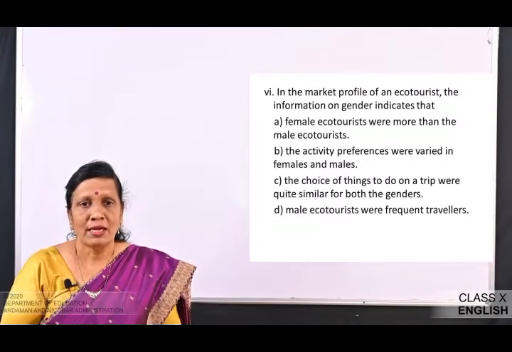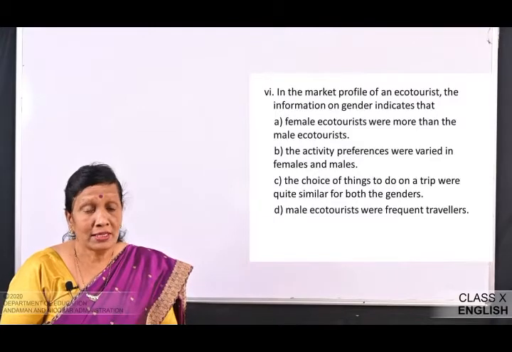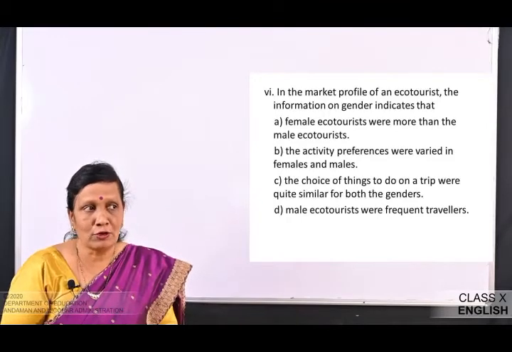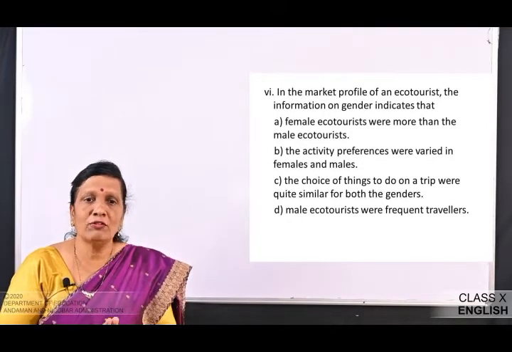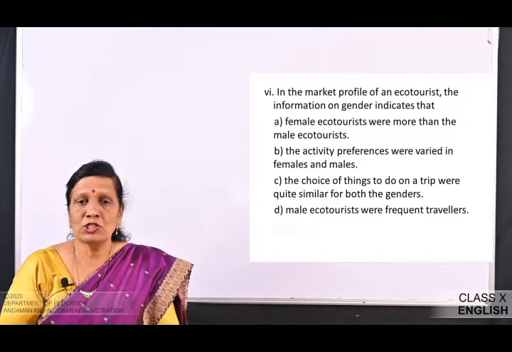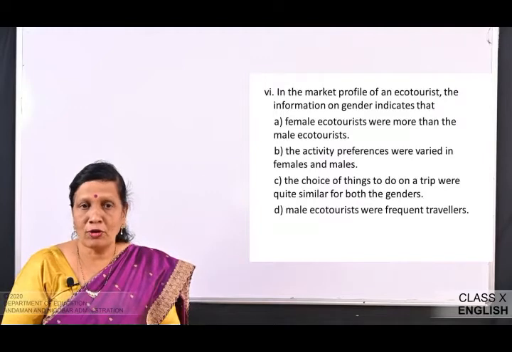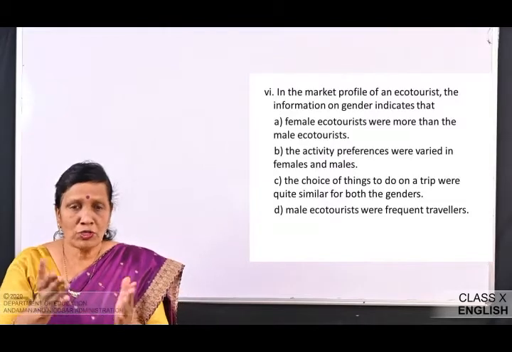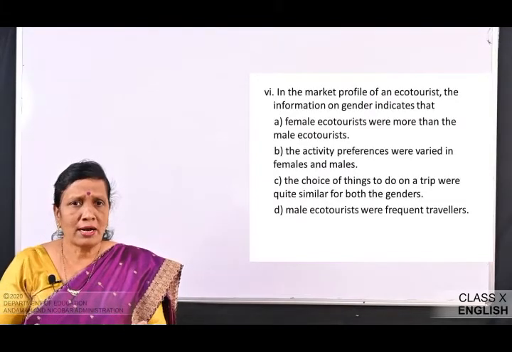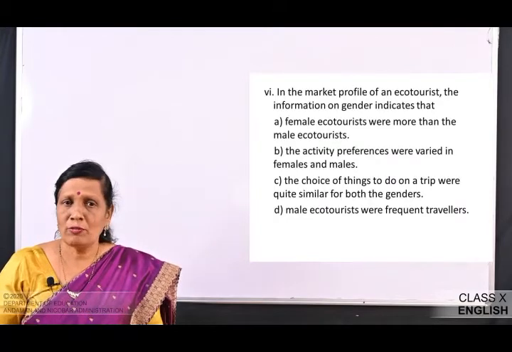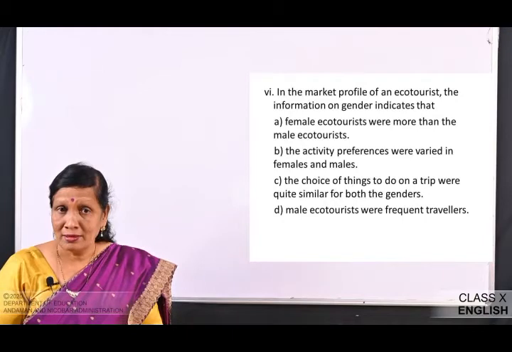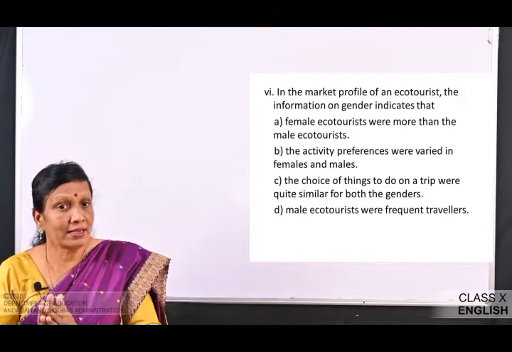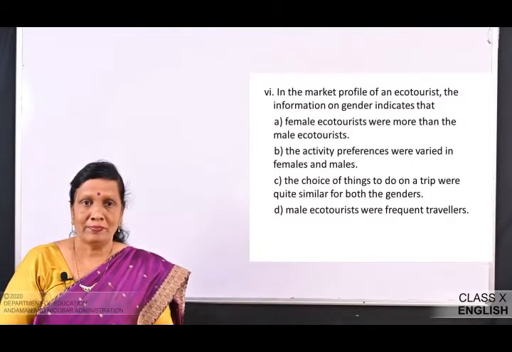Now, question 6, in the market profile of an eco-tourist, the information on gender indicates that female eco-tourists were more than the male eco-tourists, the activity preferences were varied in females and males, the choice of things to do on a trip were quite similar for both the genders, male eco-tourists were frequent travelers. So, which would be the correct option? It would be the activity preferences were varied in females and males, isn't it?